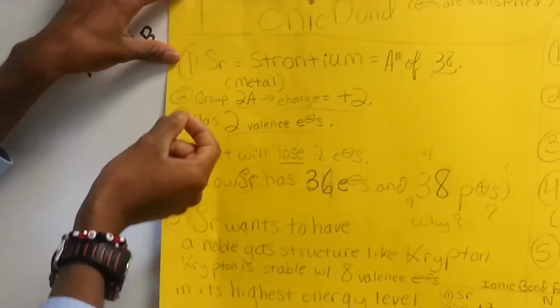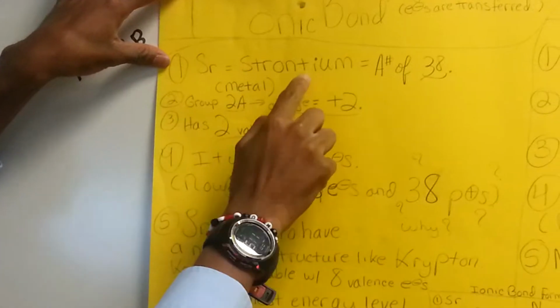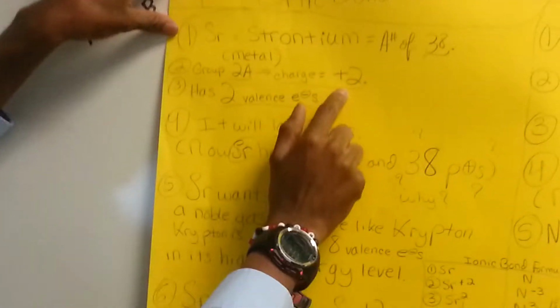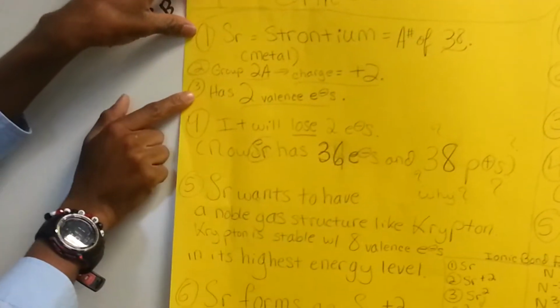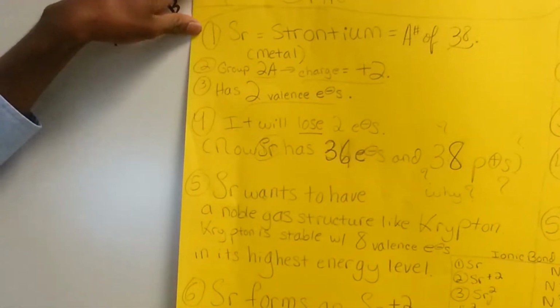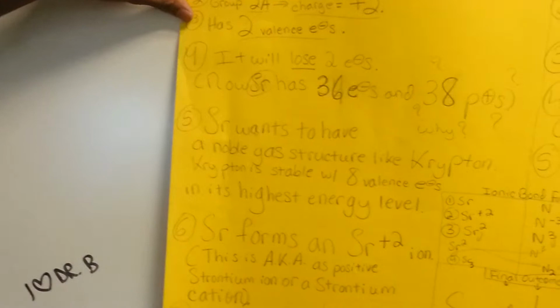Step 2. Group 2A is where strontium lies. Group 2A elements have a charge of +2. Strontium, step 3, has 2 valence electrons. Step 4, it will lose 2 electrons.